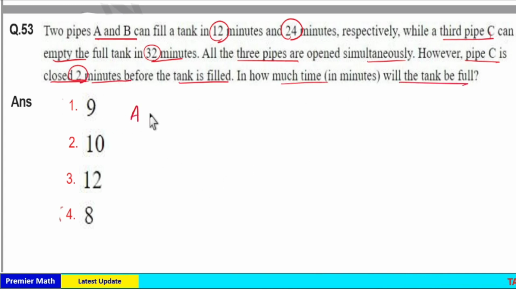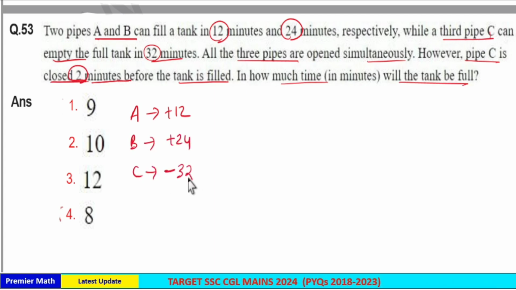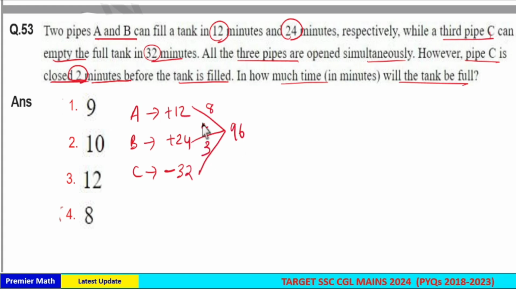Here A can fill the tank in 12 minutes. Filling means plus. B can fill the tank in 24 minutes. C can empty the tank in 32 minutes. Emptying means minus. Take the LCM. LCM is 96. 12 goes 8 times in 96. 24 goes 4 times in 96. 32 goes 3 times in 96. This is plus 8, plus 4 and minus 3. That is, total capacity of tank is 96 unit. A can fill 8 unit in 1 minute. B can fill 4 unit in 1 minute. C can empty 3 unit in 1 minute.